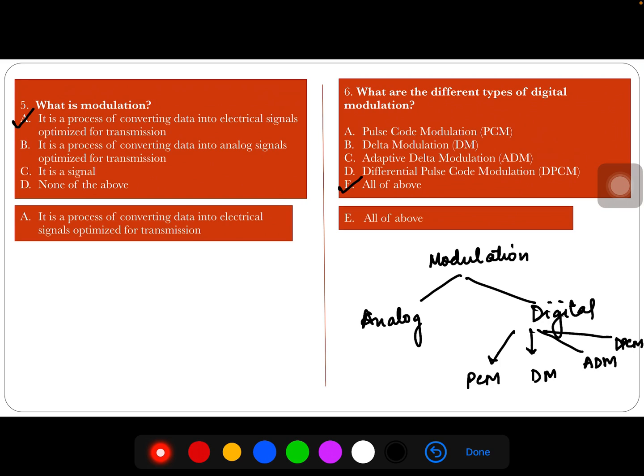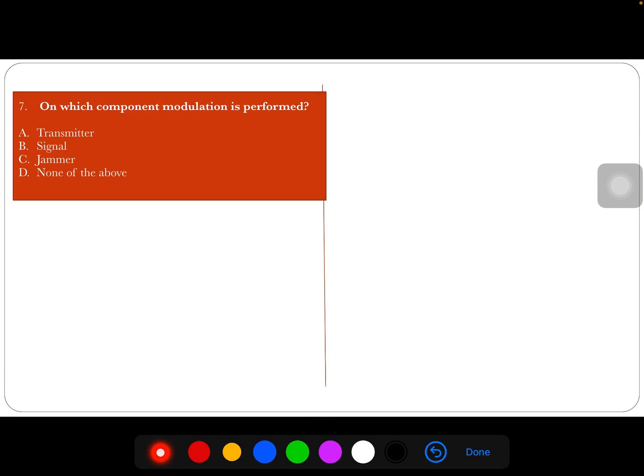Next question, on which component is modulation performed? We have various components in a communication system, and it is being asked on which of the components the modulation process is performed. Modulation is mainly performed in the transmitter, and the opposite of modulation, that is demodulation, is performed on the receiver. So the correct option is transmitter.